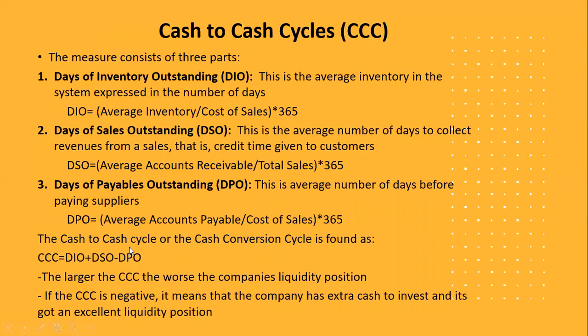The cash-to-cash cycle, or the cash conversion cycle, is DIO, days of inventory outstanding, plus DSO, days of sales outstanding, minus DPO, days of payable outstanding. Again, very important for you to remember, the larger the cash conversion cycle, the worse the company's liquidity position is. If the cash conversion cycle is negative, that's great. That's an ideal situation. That means that the company has extra cash to invest and it has an excellent liquidity position.